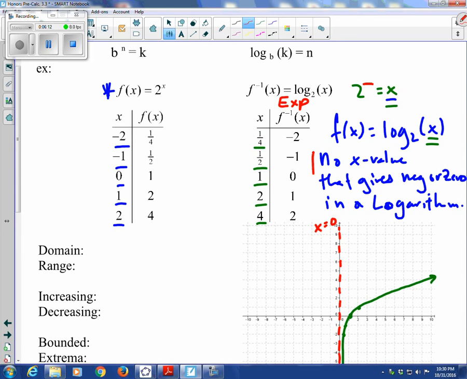We know we can't have any x value that gives us a negative under an even radical, and we know we can't have any x value that gives us a 0 in the denominator of a rational function. And our last domain restriction is that we can't have any x value that is going to give us a negative or a 0 within a logarithm. So that means that our domain for our logarithm is going to be from 0 to positive infinity, right?